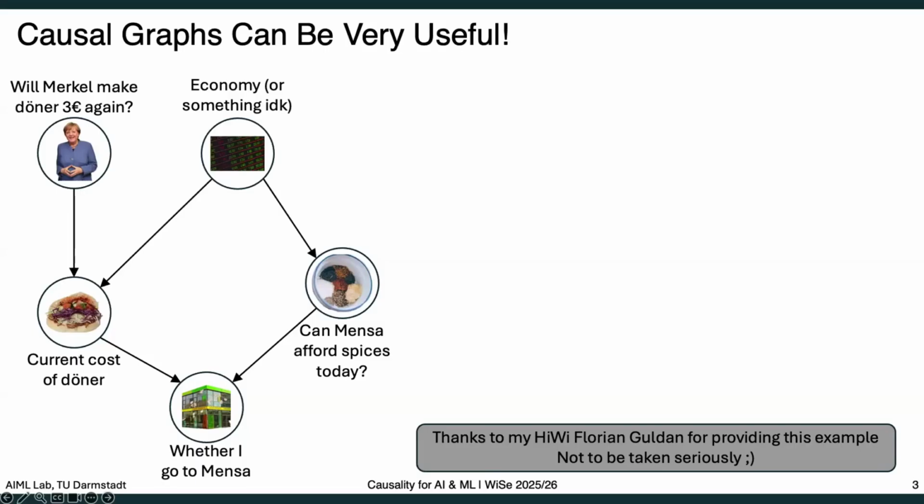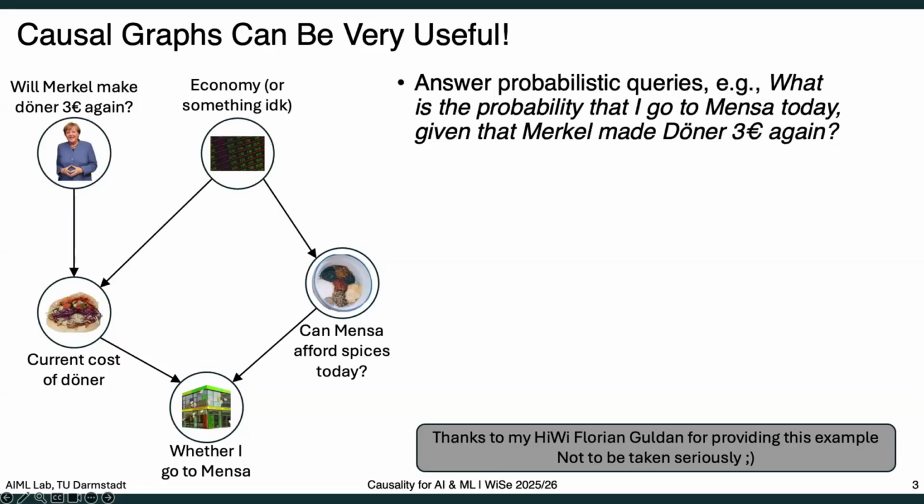And on the other hand, there's probably something that influences both the cost of döner and the Mensa spice situation. I'm not an economist, so economy or something vaguely, right? But we can be sure there's something that influences both of these things. So let's say we have that example, right? This is not new for you.